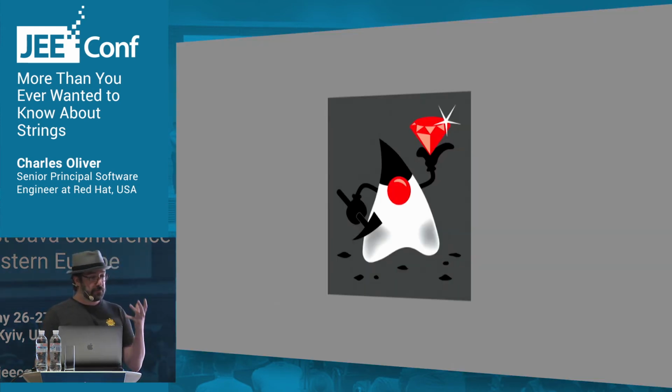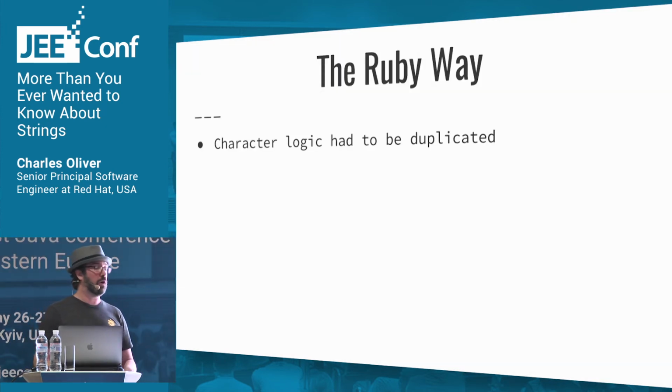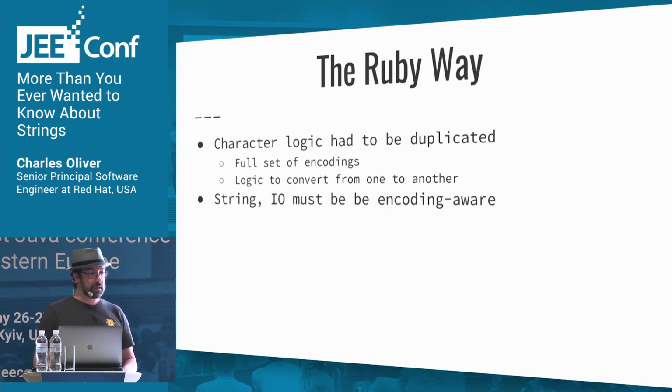And for JRuby, what we actually decided to do, rather than try to shoehorn Ruby's strings to work in Java, was to go with the Ruby way. So all of the character logic that is in C Ruby had to be duplicated for the JVM. We had to implement a full set of encodings, so all of the ISO encodings, all of the different Unicode encodings. We needed logic to convert from one encoding to another as part of this, and we had to implement this on the JVM too.